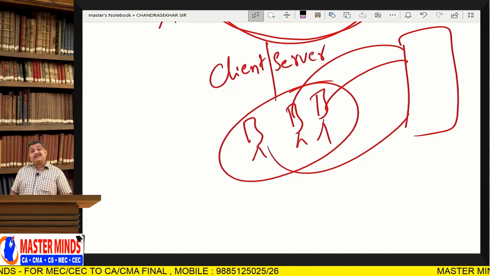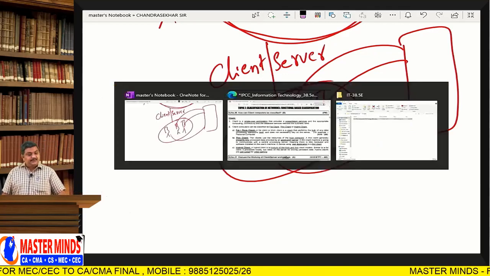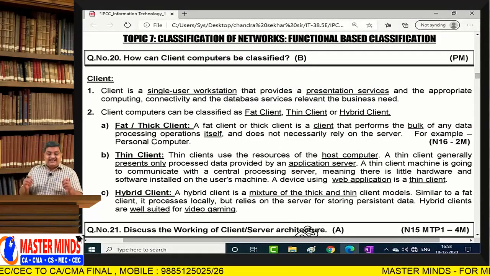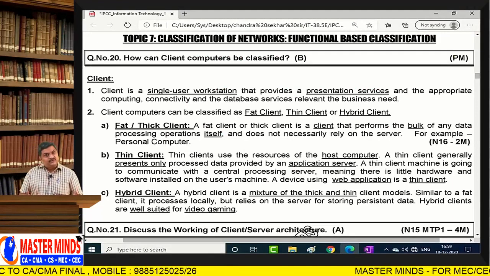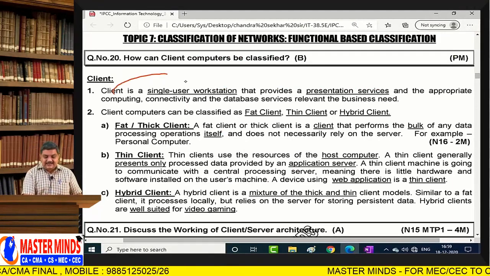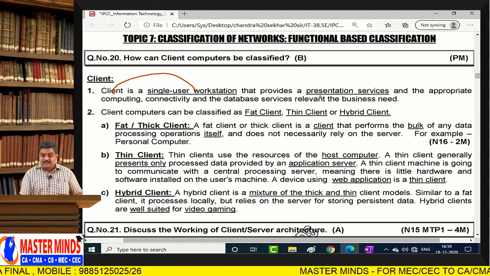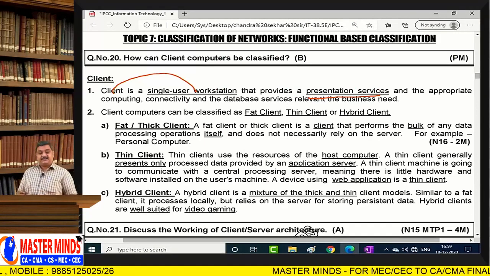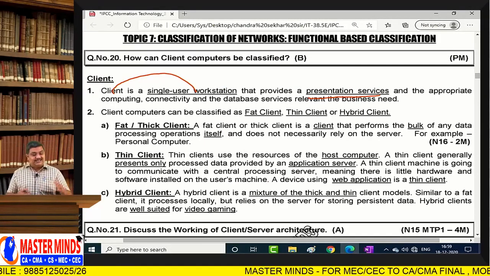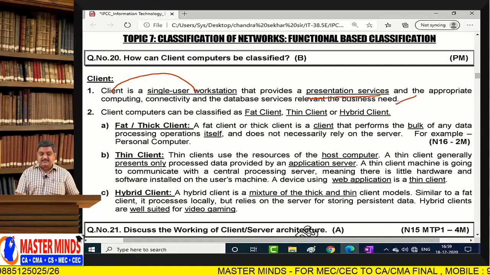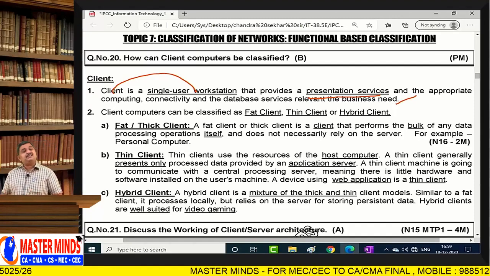Now how many types of clients can be there? A client is a single user workstation. That is why I said workstation or client. So a client is a single user workstation that provides presentation services and the appropriate computing, connectivity and database services relevant to the business need.